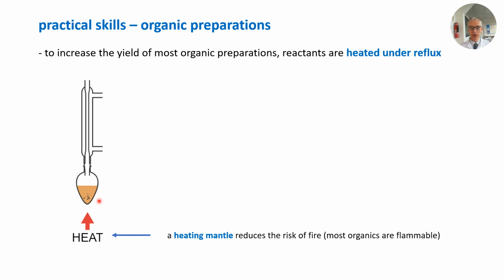Second question, what are these dotties, these little particles, meant to represent in the diagram? Speak out your answer. Okay, anti-bump granules. They're to avoid vigorous boiling, to avoid the reaction mixture proceeding up the reflux condenser.